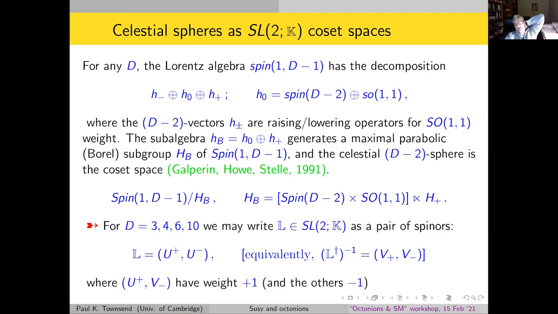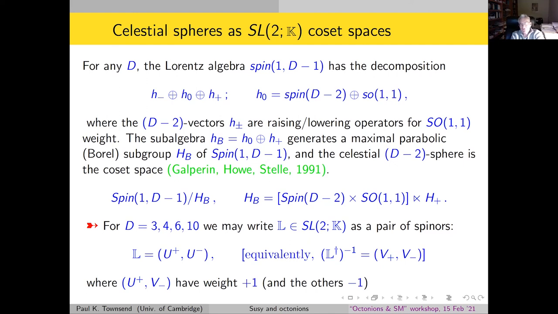over the celestial sphere. The most systematic way of doing that is to think of these celestial spheres as coset spaces of the Lorentz group, which in this case is SL2K. But you can start that procedure for any spacetime dimension. So the idea is you take the Lorentz algebra, spin(1, D minus 1), and you decompose it with respect to the transverse rotation group. Essentially, this is the isotropy group of a light-like vector.